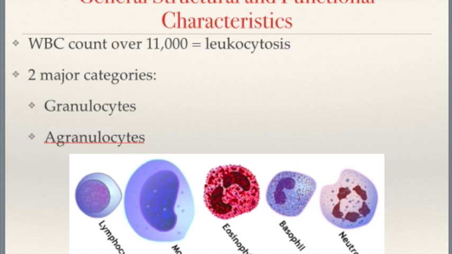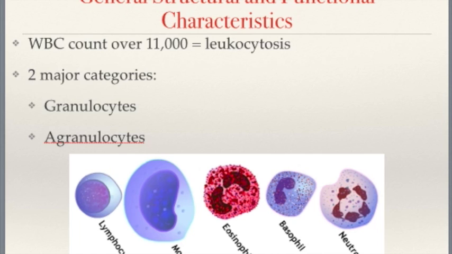So white blood cells are not nearly as common as red blood cells. There's only roughly 11,000 of them, under 11,000. If you have more than 11,000 leukocytes, this is leukocytosis. This is a problem of having too many white blood cells. In normal, healthy whole blood, leukocytes and platelets combined will account for less than 1% of whole blood.